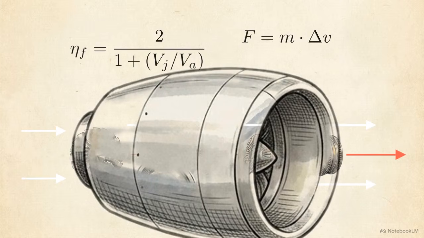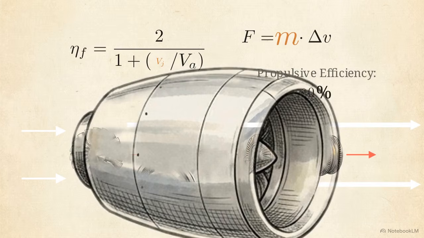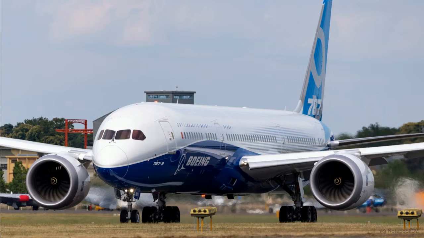Propulsive efficiency is 2 divided by 1 plus jet exhaust velocity over aircraft velocity. Increasing bypass mass flow decreases exhaust velocity while maintaining net thrust. As exhaust velocity approaches aircraft speed, kinetic energy waste plummets and efficiency climbs to its maximum. This mathematical reality dictates the physical scale of modern commercial aviation.